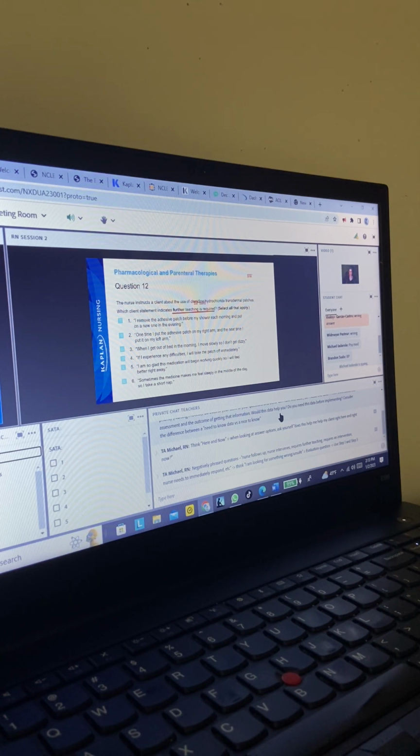So I'm going to use step 5 and evaluate each of these, asking myself, is it wrong for them to say, I remove the patch before my shower each morning and put on a new one in the evening? So that means my patient's going all day long without their blood pressure patch on. Does that require further teaching? Is it wrong? Yeah, it's wrong, so it gets a check mark.